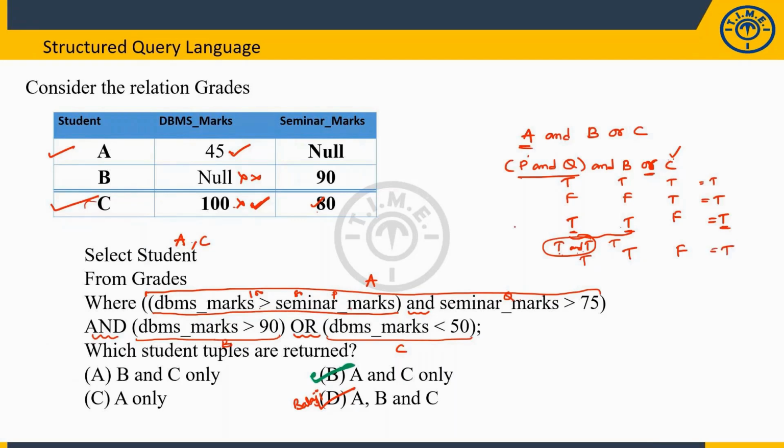But for the second tuple, what is the B condition? False. So whatever the A condition may be, if the B condition is false, then anything and false is false. So the second tuple is never selected. So what are the tuples in the output? A and C. So what is the correct answer? Option B, not option D. Balaji.